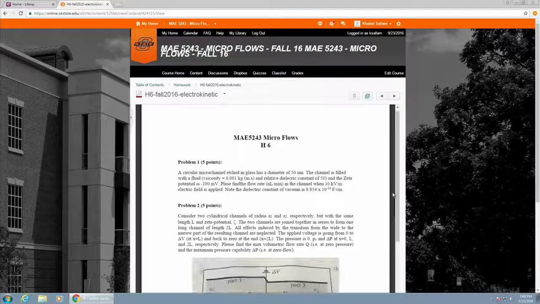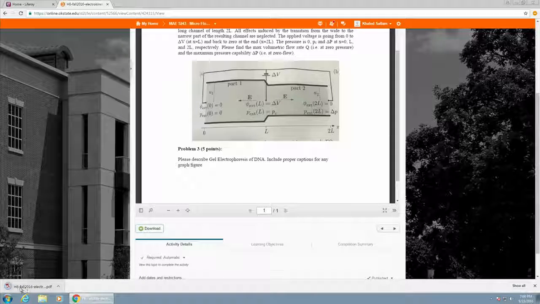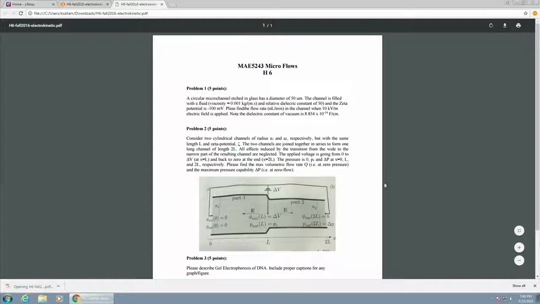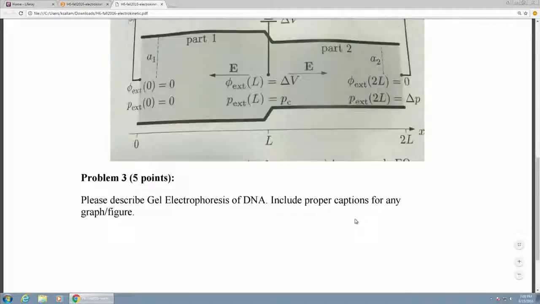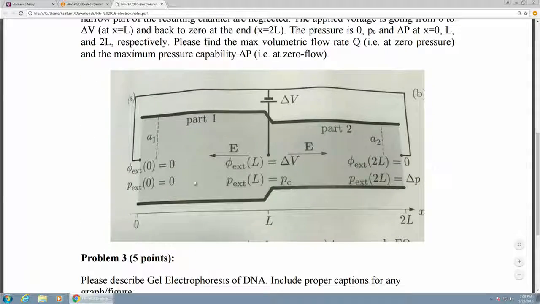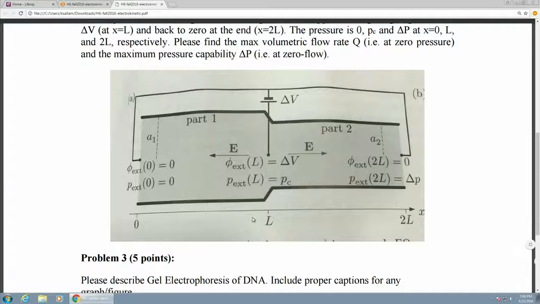How can I get the pressure as a function of the flow rate? So this is the pump design. This is the channel, and he said there are two parts, big part and small part, but then he said forget about this transition. Just imagine they are perfectly stitched together. Okay?